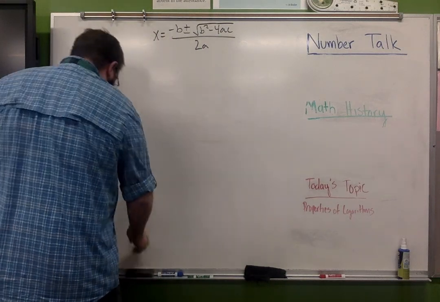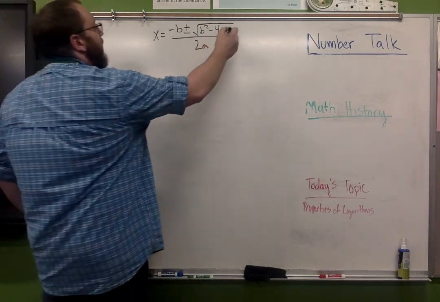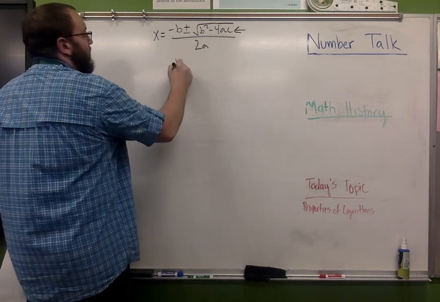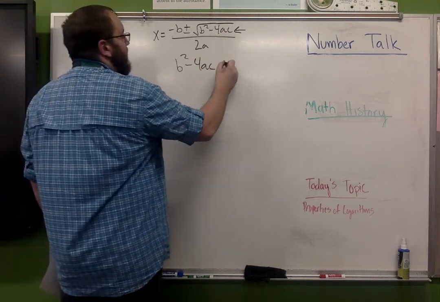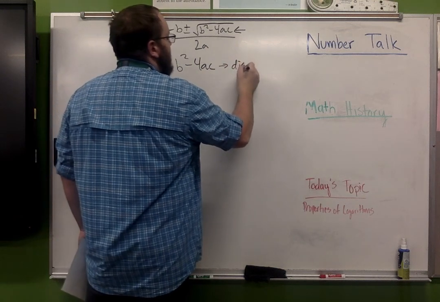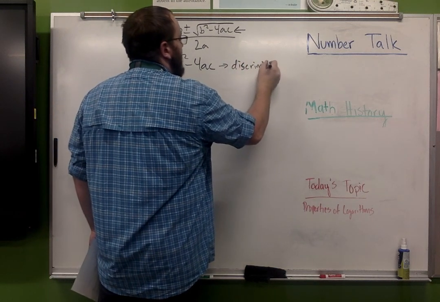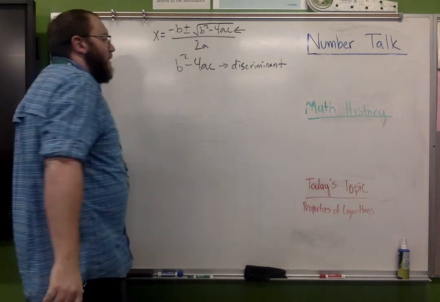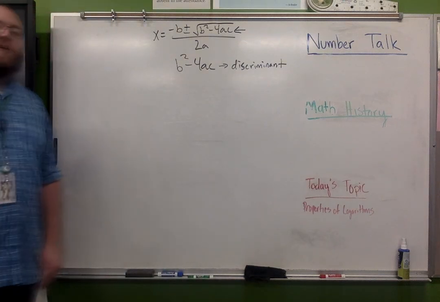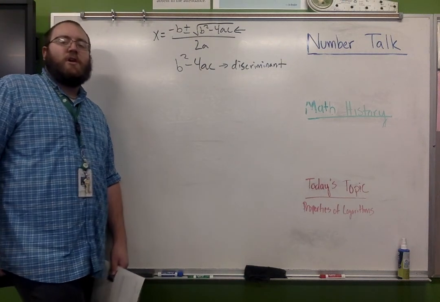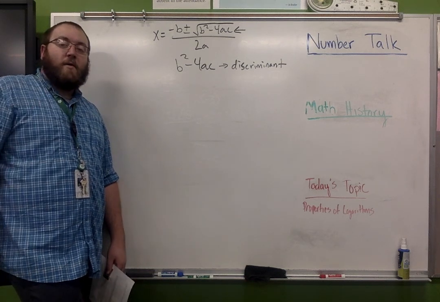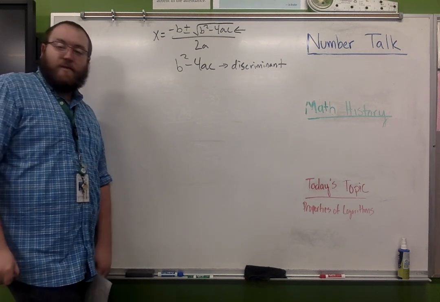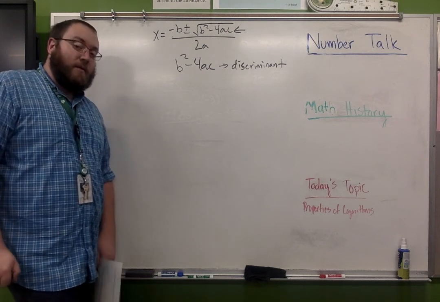So just a little definition here. This part, what's underneath the square root, so the b squared minus 4ac, this is called the discriminant. Right, it's called the discriminant. Essentially, it tells you if you're going to get an integer, if you're going to get an irrational number, so like a square root that doesn't simplify, or if you're going to get an imaginary number.